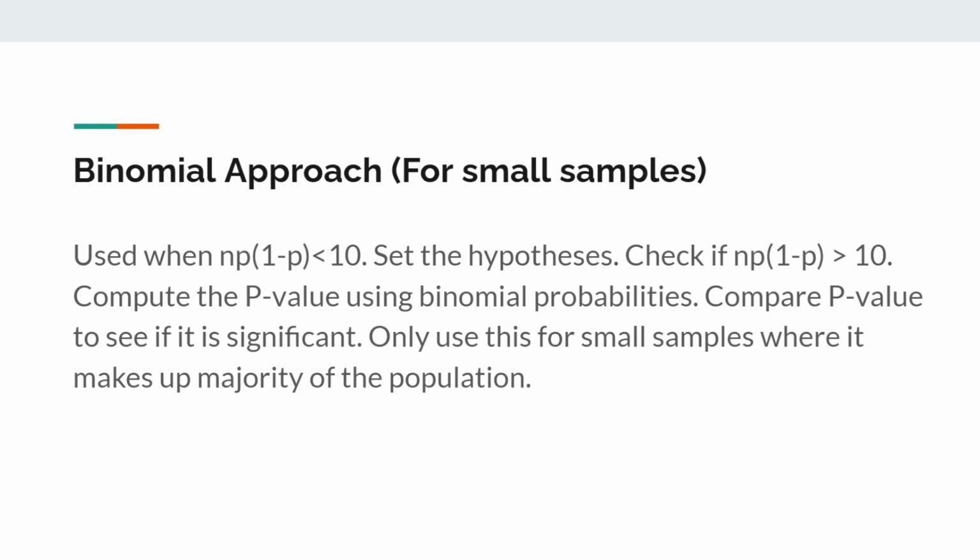The binomial approach is calculating the p-values using binomial probabilities. Compare the p-values to see if it is significant. So we just find the probability, see if that is likely under the area to the left of the curve, and that's it.